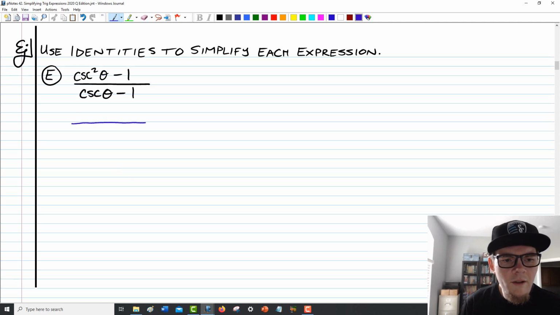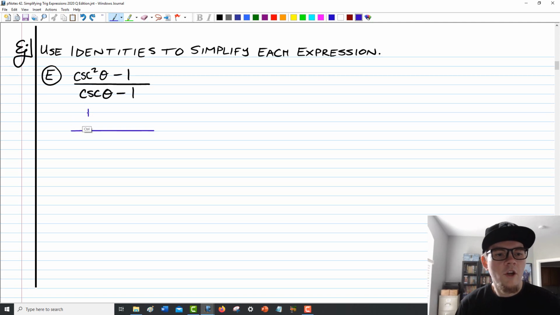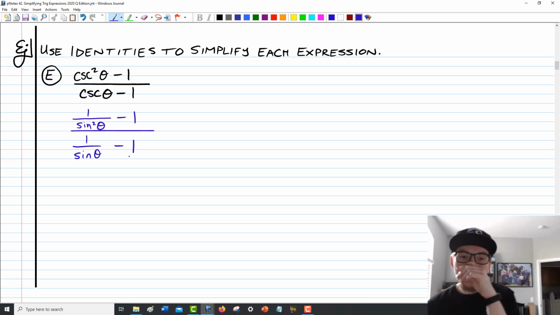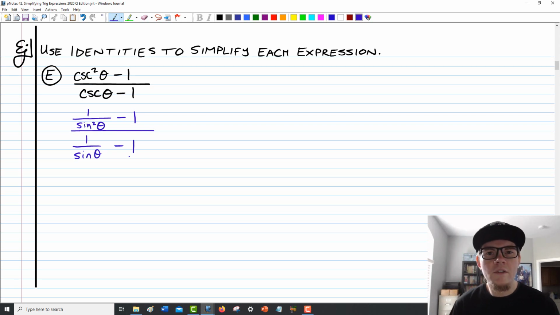To do that, it's going to require a little bit of work here. Bear with me. As I say, this could get kind of grisly. So what I'm going to do is first rewrite this cosecant squared as 1 over sine squared of theta. And of course, we still have the minus 1. And then in the denominator, I'm going to rewrite this as 1 over sine minus 1. Again, at this point, I'm just trying to find ways that I can start to clean this up a little bit with sines and cosines.